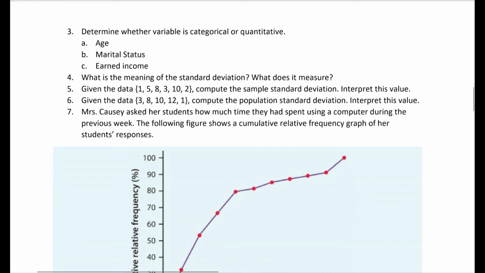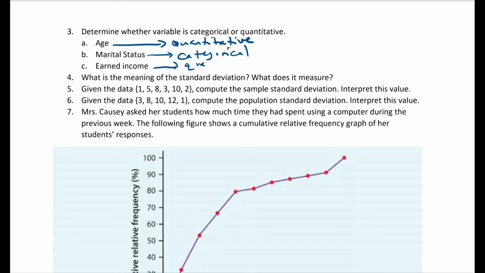Number 3, determine whether the variable is categorical or quantitative. So age. Age is numerical. It makes sense to do the average of a set of values for age, so that would be quantitative. Marital status is a label. It doesn't make sense to do the average, so that would be categorical. Earned income, you could take an average income, and that would make sense. So quantitative.